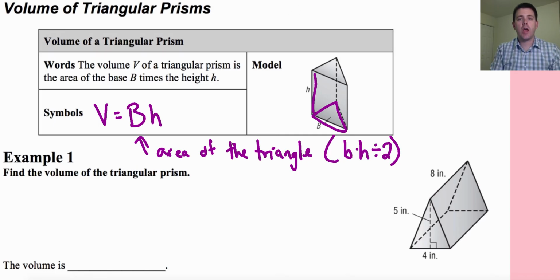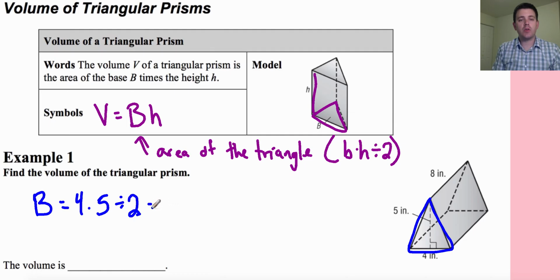So let's try it on this one. Always focus on the triangle first. And remember, whenever you're looking at a triangle, always find your base and your height. That height is that vertical distance from your base. So my base down here is 4. So we're finding the area of our base. So we want to do 4 times my height. That's that measurement at a right angle. So times 5 divided by 2. 4 times 5 is 20. Divided by 2 gives me 10. That's B. Now I want to multiply it times the height of the whole prism. That's my other measurement. That's going to be my 8 inches going this way.